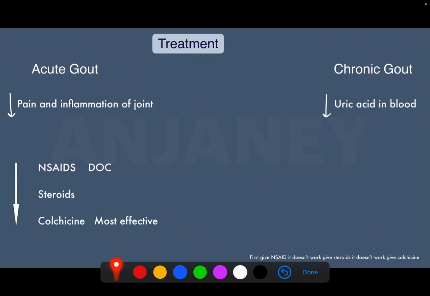Steroids are stronger. So in the treatment of acute gout, we give first NSAIDs and then we give steroids, because steroids are used in extreme conditions. So the drug of choice is NSAID here in acute gout, and then steroids. Let's say if it is not relieved by NSAIDs, then we give steroids, and if it's not relieved by steroids, then at last we give colchicine. This is the most effective drug. It will treat any kind of acute gout. Okay, the name is colchicine.